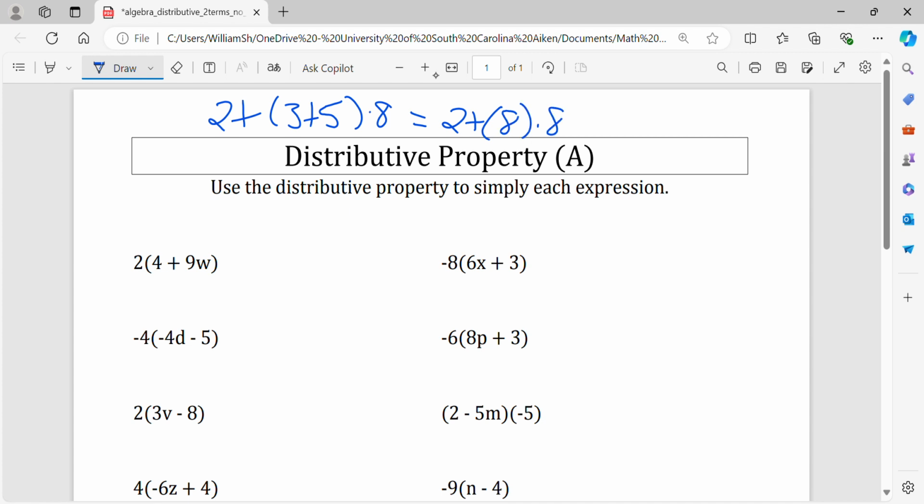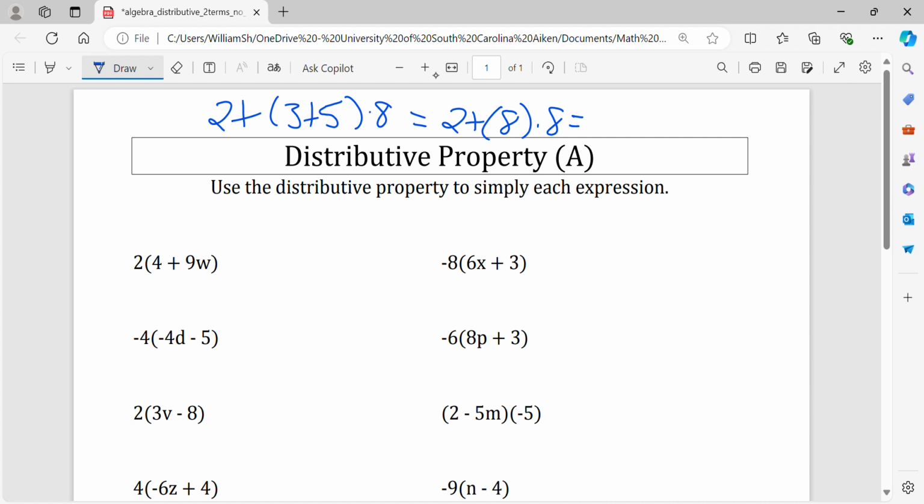You wouldn't do 2 plus 3 plus 5 times 8. So you wouldn't add the 2 and the 3 first, then add the 5 and get 10, and then multiply times 8 and get 80. That is not how you would do it. You would do what's inside of the parentheses first. That's typically what parentheses are there for, to let you know that these need to be done together, and we need to do them first.